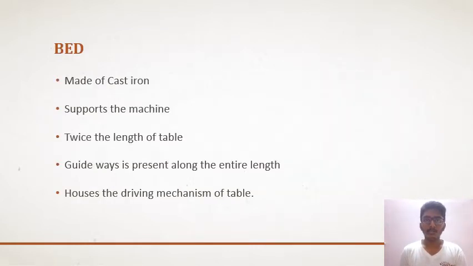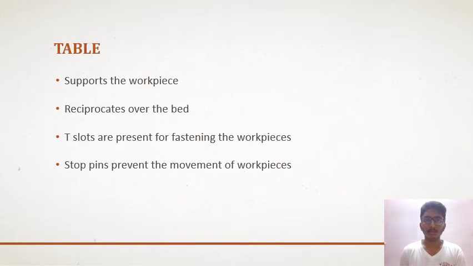Bed. The bed is the heavier and larger part of the planing machine and is usually made of cast iron. And this part is too heavy since it has to support the whole machine. Leveling jacks or pads are included on the bottom of the bed to provide a means of leveling during installation. The length of the bed is little more than twice the length of table since it has to provide space for the table's reciprocating motion. Beds have guideways over its entire length and houses driving mechanism in it.